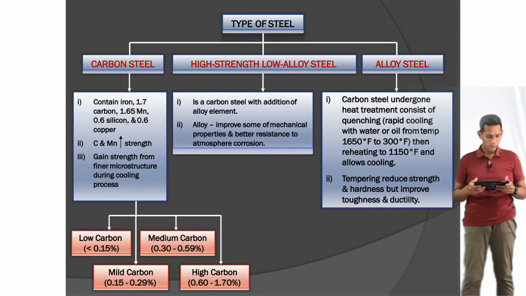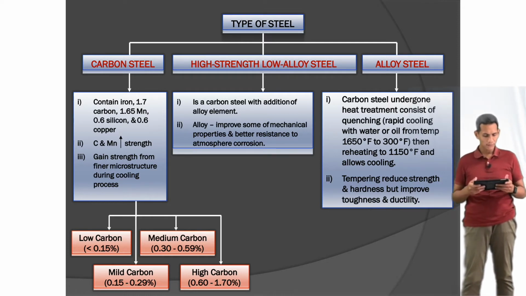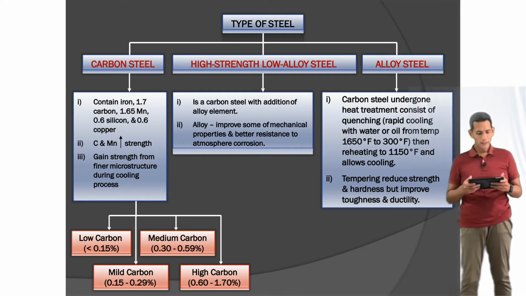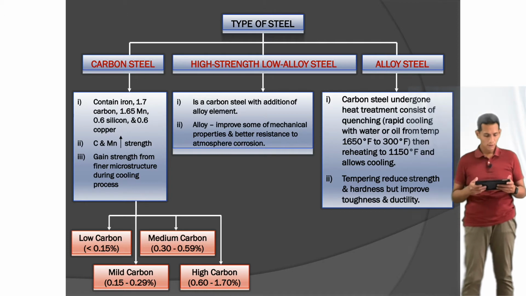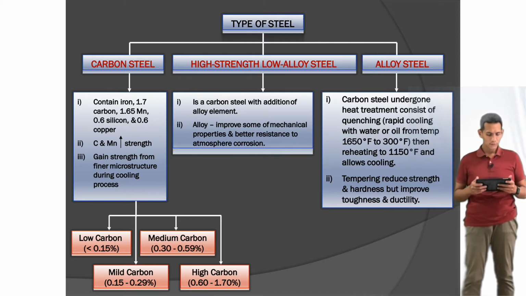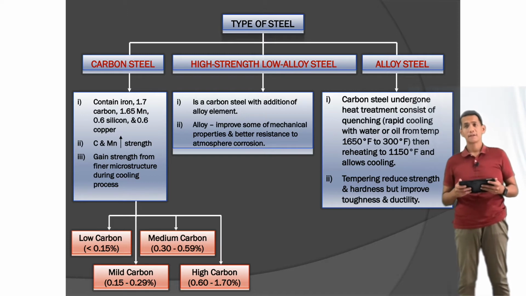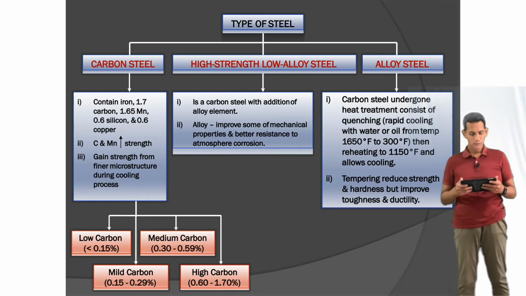And then we have low carbon, mild carbon, medium carbon, and then high carbon. And then under high strength low alloy steel, it is a carbon steel with addition of alloy element. Alloy improves some of the mechanical property and gives better resistance to atmospheric corrosion.